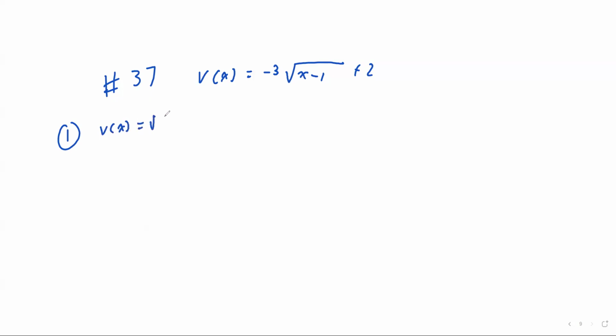Alrighty. Hopefully it's getting easier. So let's look at number 37. So look at v of x equals negative 3 square root of x minus 1 plus 2. So first thing, parent function, obviously if you get rid of all the numbers, hopefully you see it pretty easily. It's just the square root of x. And that function again looks like this.